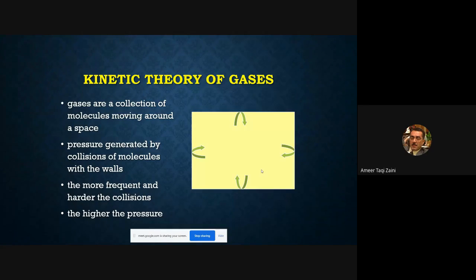This will initiate the pressure. Because of the continuous movement and collisions of these particles, it will lead to the formation and initiation of pressure.